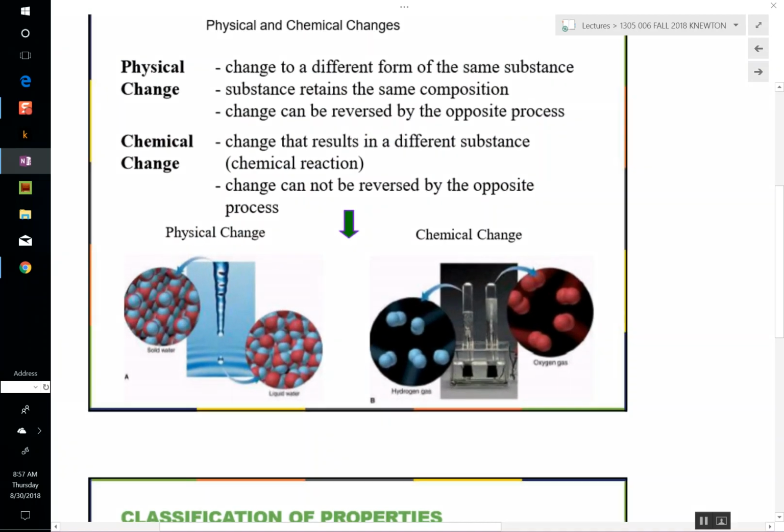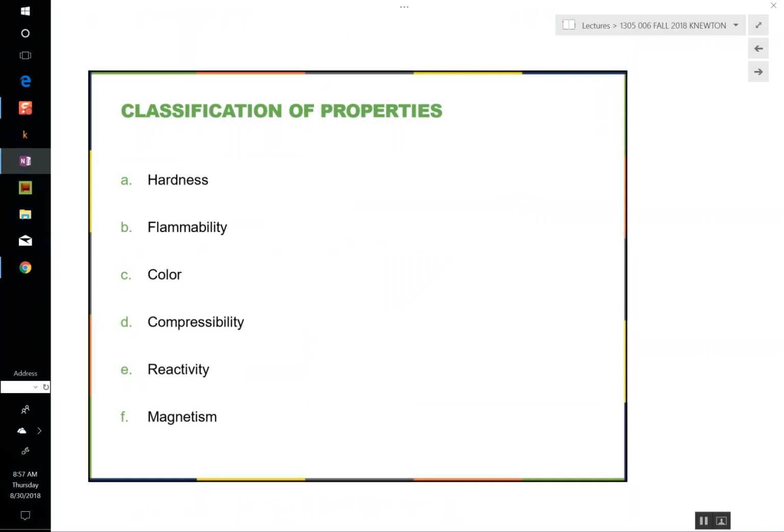Yeah, so an icicle melting is a physical change. Breaking water down into hydrogen and oxygen is a chemical change. Okay, let's just do this together. What do you think? Physical or chemical? The hardness of a material. Physical.